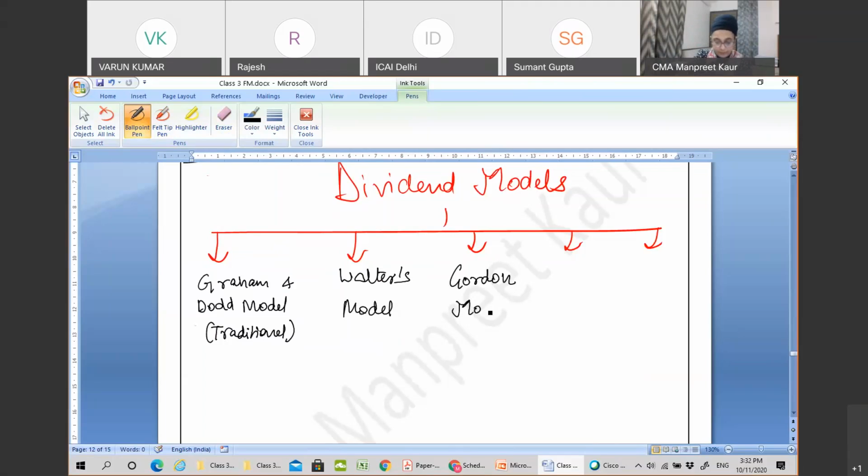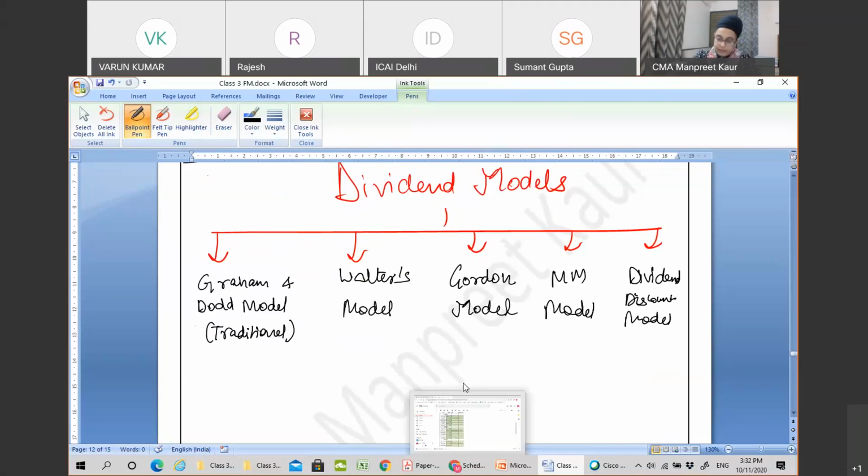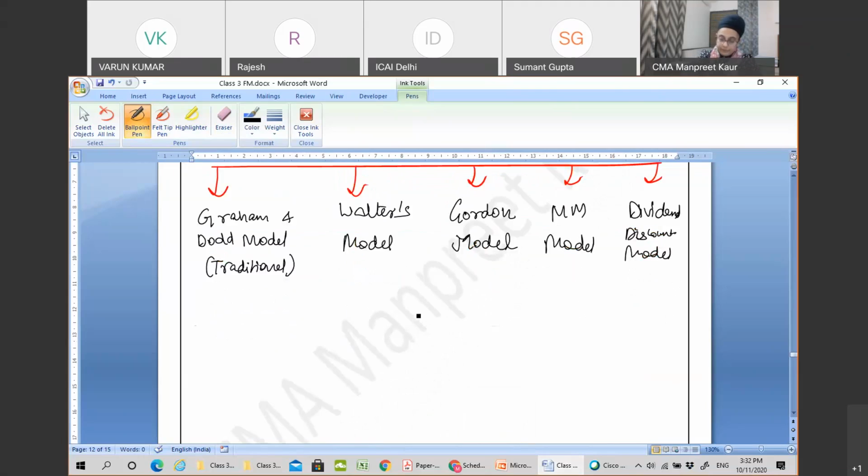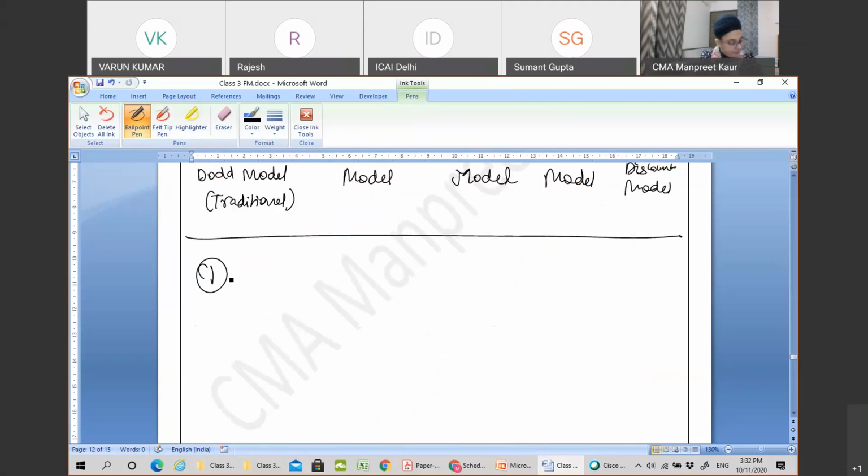Gordon model, and dividend discount model. Let's discuss one by one model. First of all, Graham and Dodd model, that is the traditional model.